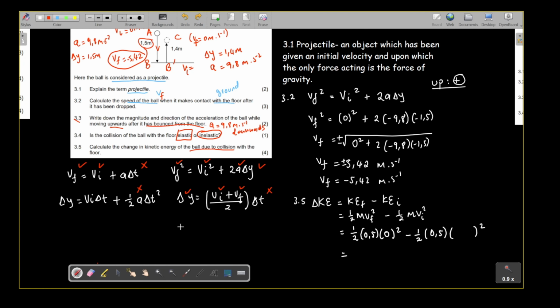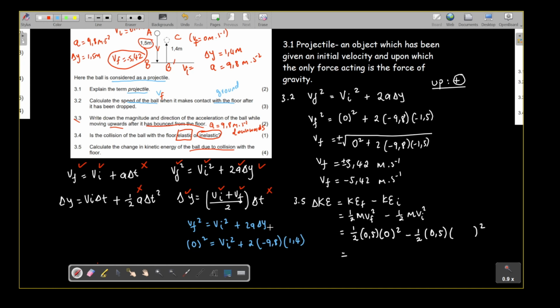So when we use that formula, what are we going to say? VF squared is equal to VI squared plus 2a change in y. Now the final velocity is 0, guys, but we do not know the initial velocity. And then we say 2, the acceleration. Remember, up is positive, acceleration is always downwards, so we put it as negative 9.8. But the change in y, since the object is going up from B prime to C, we have to use 1.4 and positive. It has to be positive because the ball is going up from B prime to C.